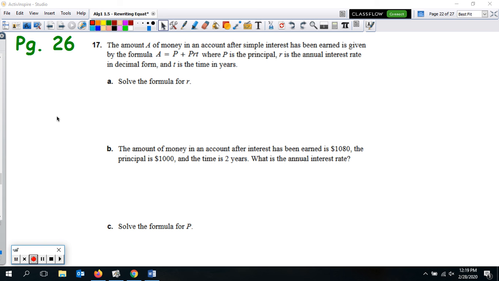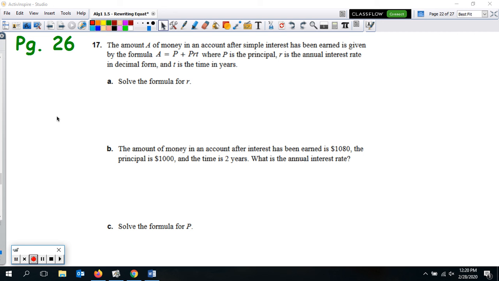All right, so here's number 17 on page 26. Our last one says the amount A, and this is an interest problem. The amount A of money in an account after simple interest has been earned is given by the formula A equals P plus PRT. So the principal plus the principal times rate times time, where P is the principal, R is the annual interest rate in decimal form, and T is the time in years.